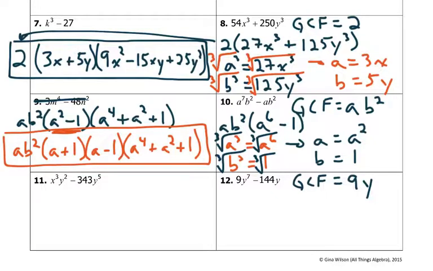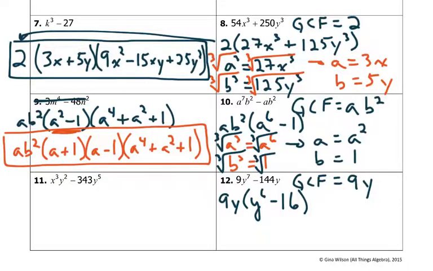When we divide this out, we end up getting 9y outside of parentheses, since it's our GCF. Inside of parentheses, y to the 6th. 9 divided by 9 is 1. Y to the 7th divided by y to the 1st is y to the 6th. Minus 16. 144 divided by 9 is 16. So we get y to the 6th minus 16.